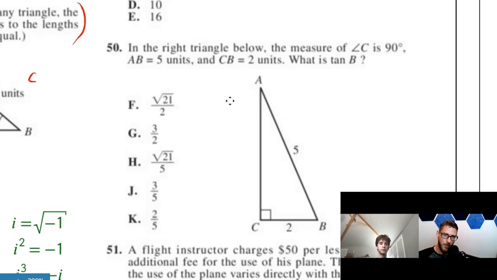The right triangle below, the measure of angle C is 90 degrees. AB is 5 units, CB is 2 units. What is the tangent of B? All right. What can you tell me? What do we need to know to answer this question?